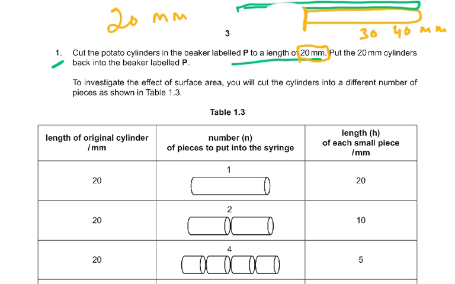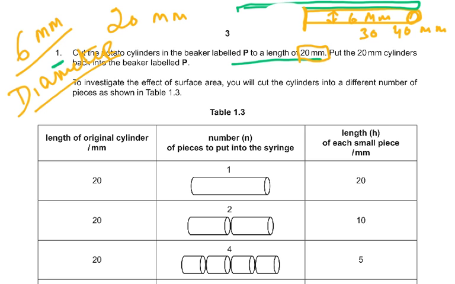And the diameter was fixed. We had been asked by Cambridge to give you a diameter of 6 to 8 millimeters. Let's say we gave you 6 millimeters, so the diameter of it was 6 millimeters, not the radius. The radius would be half of it. So it says cut the potato cylinders to a length of 20 millimeters. Put the 20 millimeter cylinders back into the beaker labeled P. So you took them out, you cut them to 20 millimeters, and you put the 4 pieces back again.